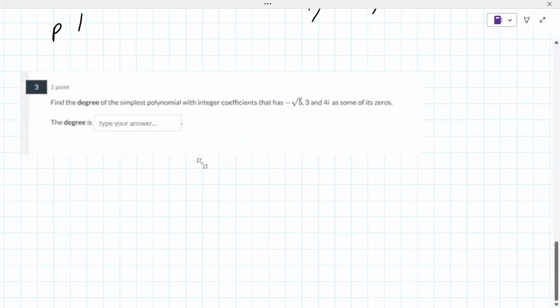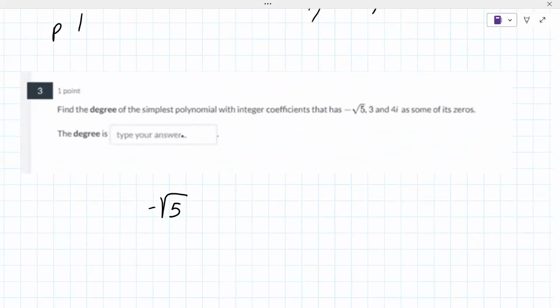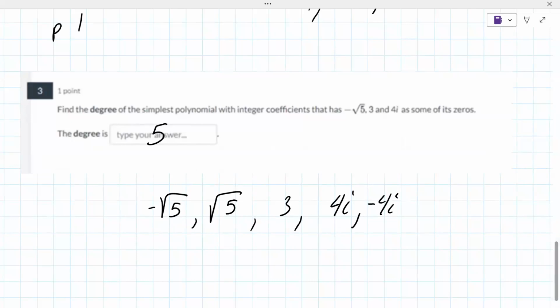So for 3 here, this problem is testing your knowledge of roots that come in what are called conjugate pairs. So square roots always come in conjugate pairs. There's also the square root of 5. Okay. And then 3, 4i, and minus 4i. Okay. So the degree would be 5? Yes. Oh, okay, perfect.